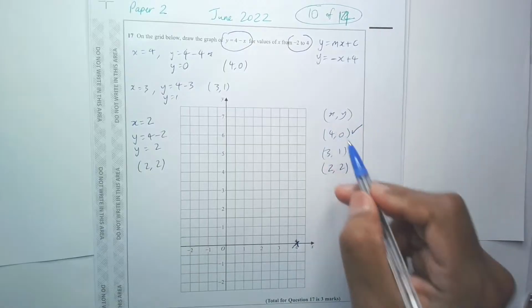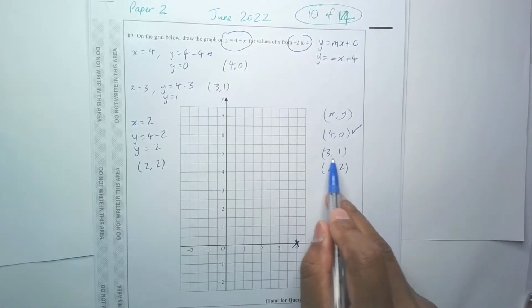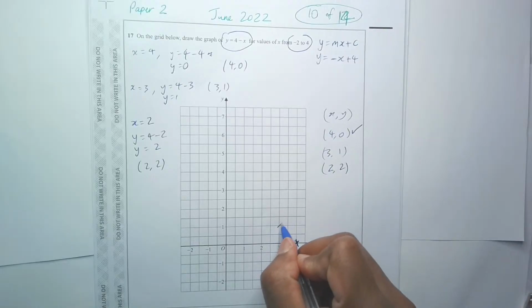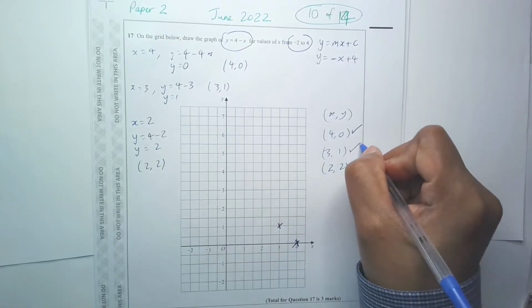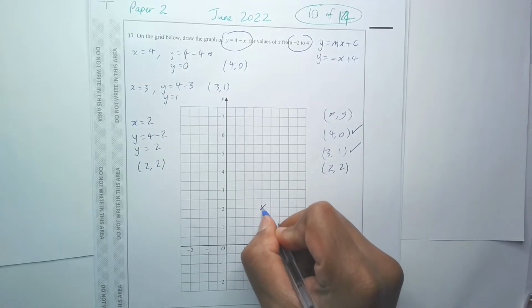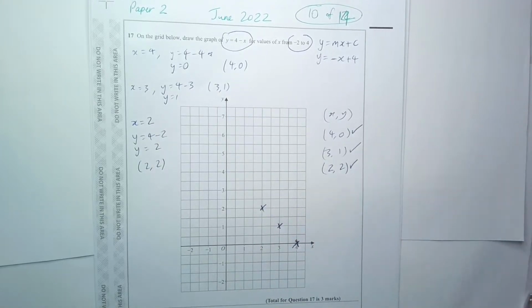We've always gone through our coordinates. So along the corridor 3, up the stairs 1. So this one looks different to the previous one, as you can see. And the last one, along the corridor 2, up the stairs 2. And so I've got 3 points, so my straight line should be reliable.